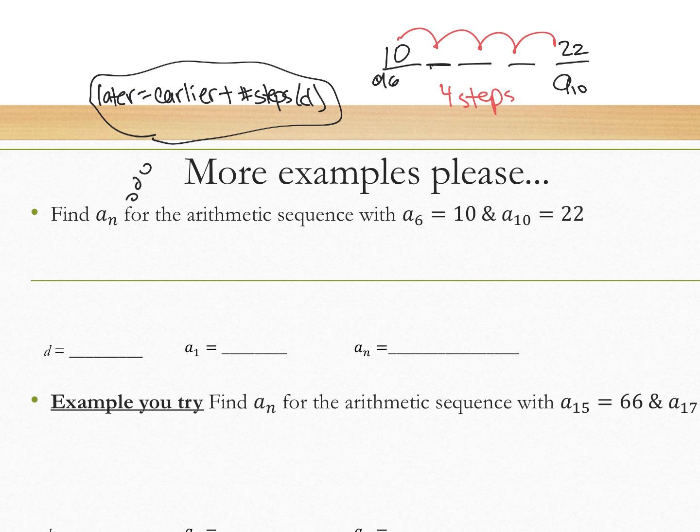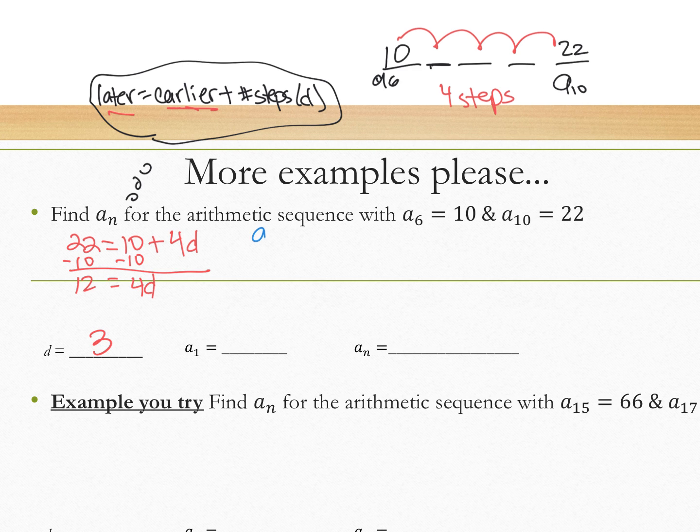So when we write our rule for the nth term, we're going to start with our later, earlier. So our later is 22 equals our earlier 10 plus our number of steps, which is 4, times the common difference. So we'll subtract 10, 12 equals 4d, or d is going to equal 3. Once we can do that, now we can find our rule for our nth term.